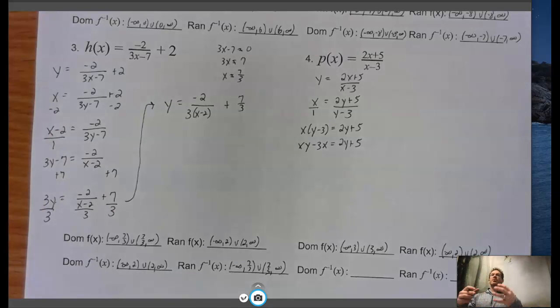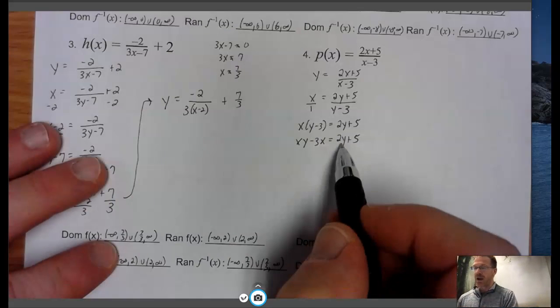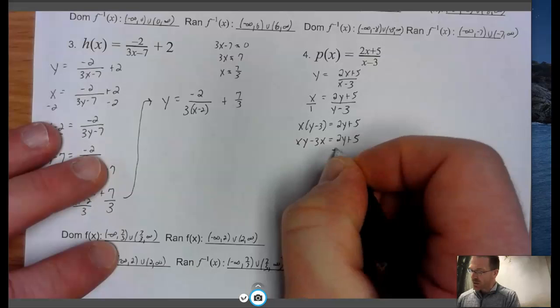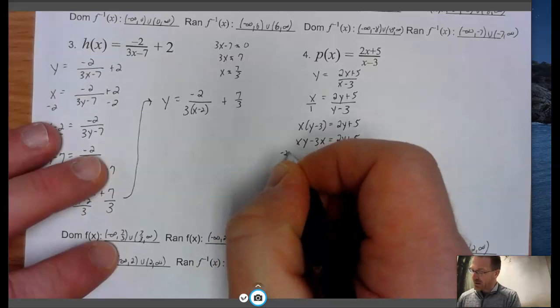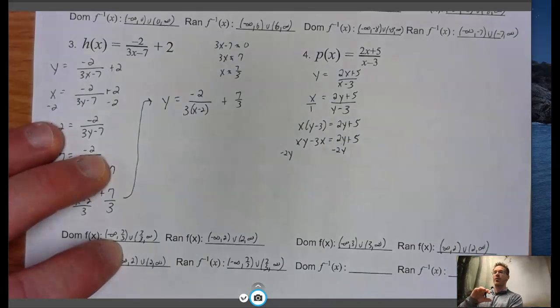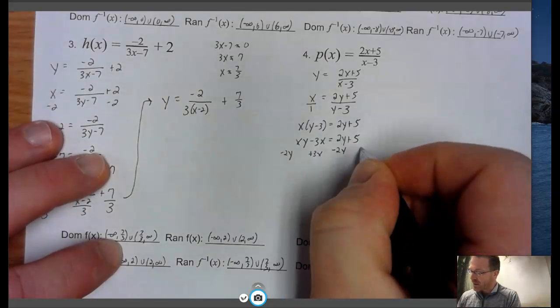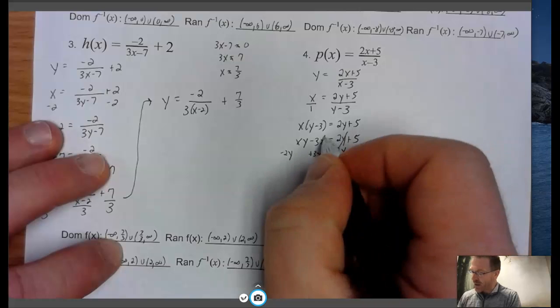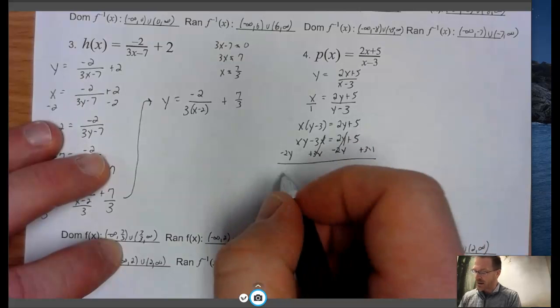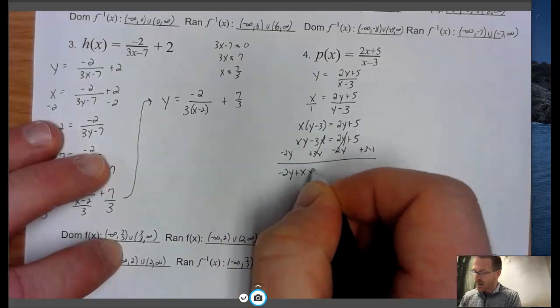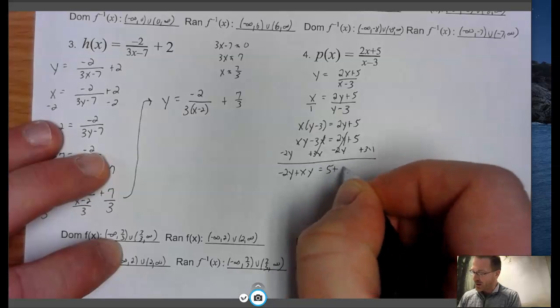When I have more than one y, I need to multiply, distribute everything out, and then gather everything that has a y in it to one side. So what I need to do is move this y over. I'm going to subtract 2y from both sides. And then I want to move everything without a y to the other side, so I'm going to add 3x here and add 3x here. So that's 0, that's 0. Notice what I'm left with here: negative 2y plus xy equals 5 plus 3x.